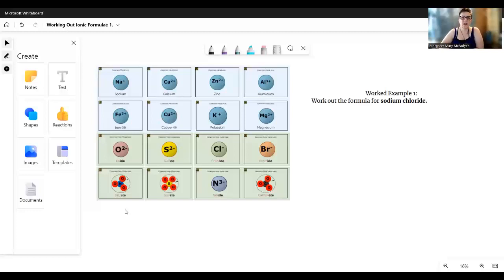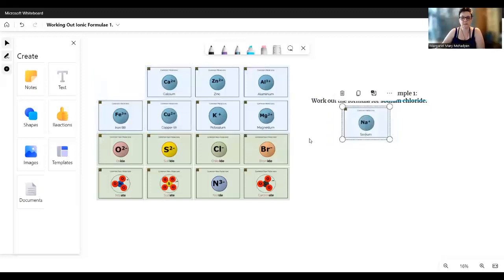So let's have a look here at our first worked example. The question is asking us to work out the formula for sodium chloride. So the thing to do is to look for each of these names. Ionic compounds are made of metal ions and non-metal ions, so there's two parts to it. The first part being from the metal. So I'm going to go along to the metal ion cards, which are in light blue, and I'm going to find the one named sodium. So I'm going to put that out there.